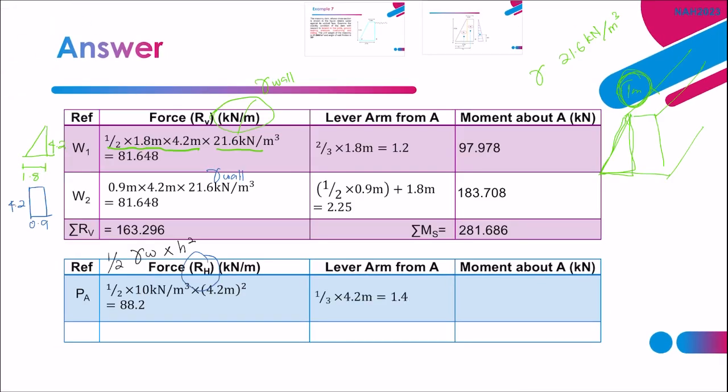Right, so here I have multiplied 1/3 times the height of the water, then I get 1.4. Multiply the PA with the lever arm from A, then I get this value. And then summing the horizontal forces, you get 88.2, and the overturning moment, that's the only moment, or horizontal force, that we have. It becomes 123.48. Done with the forces and moment.